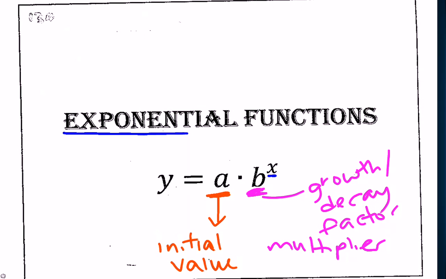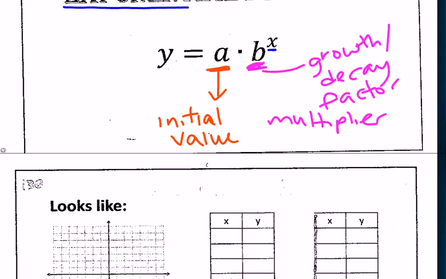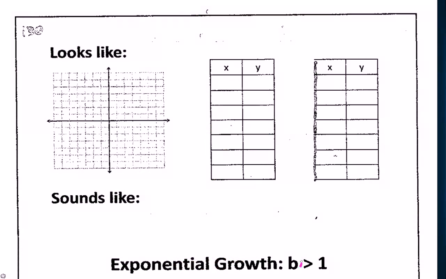Let's look at what one situation is that we call exponential growth. This is when b, our base, is greater than 1. For instance, let's say we have something like y equals 2 to the x. Then, if I filled in a table, I'm going to start at negative 1. 2 to the negative 1 would just be 1/2.